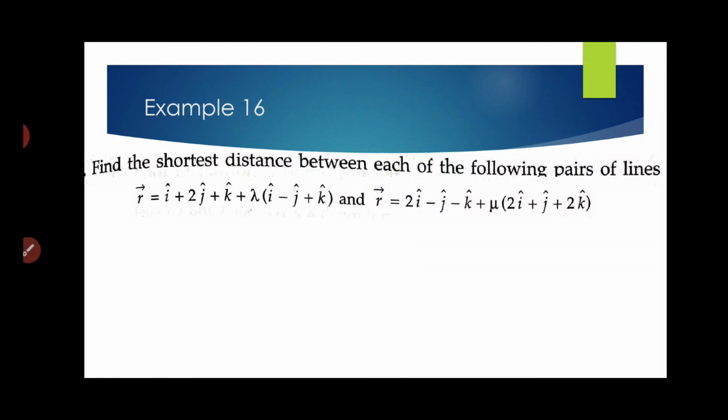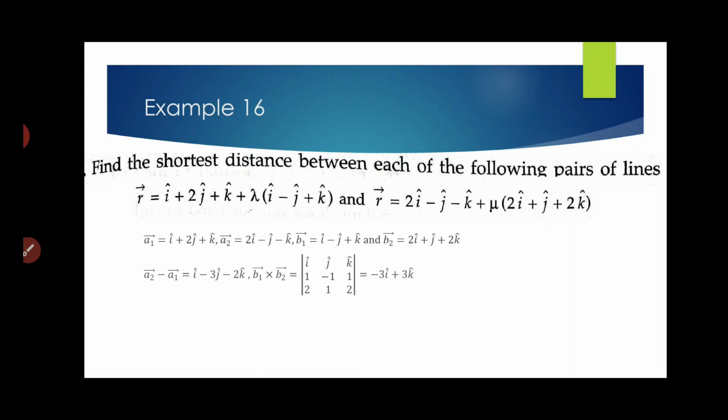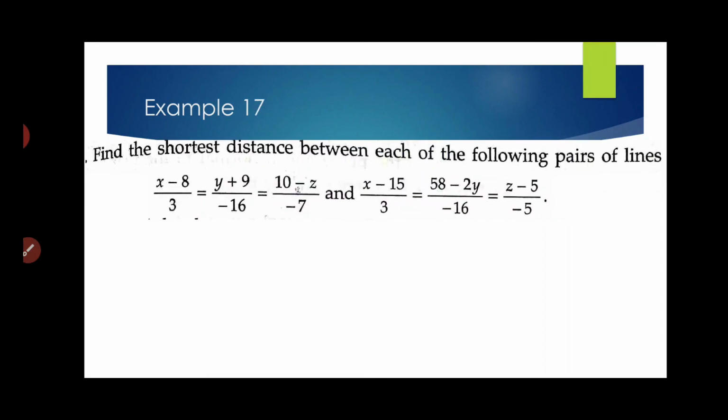Find the shortest distance between each of the following pair of lines. Now, once again, when the word shortest distance is being used, always remember that these two are skew lines. So let us find all the different details, that is A1, A2, B1 and B2, and put them into this formula. You can do it all at once, or you can do it separately, finding the different parts, that is A2 minus A1, B1 cross B2 separately, putting it into the formula, and I get the shortest distance between the two lines as 3 root 2 by 2. Now obviously do your calculations.